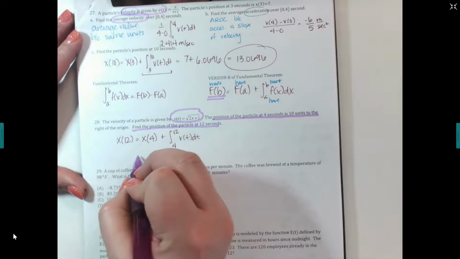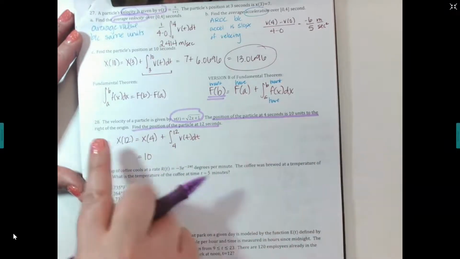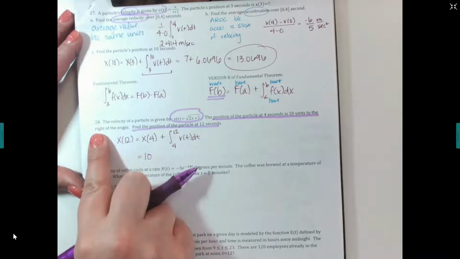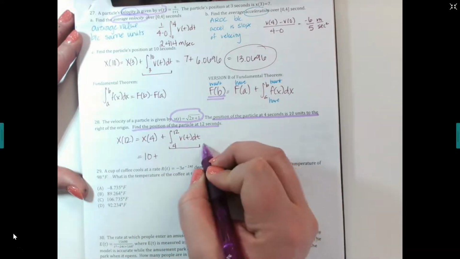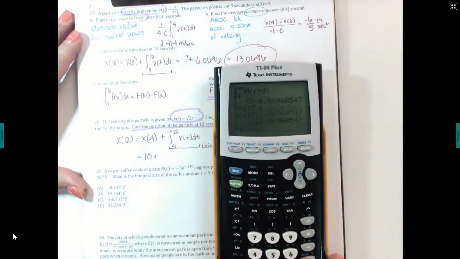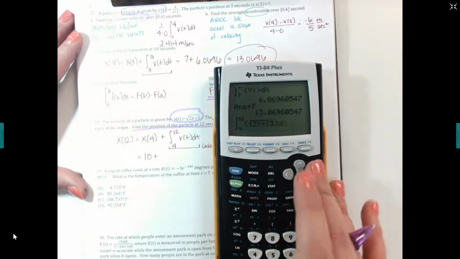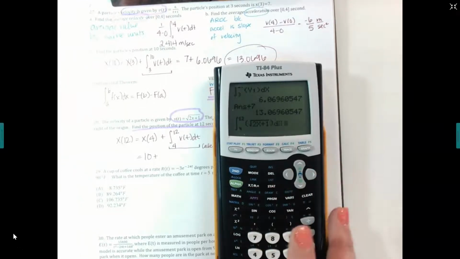10. Now, quick question. Okay, little hint. If it's 10 to the right, it's 10. What if it had said 10 to the left? Negative 10. Keep that in mind. Okay, so 10 plus, and then this part I'm going to do in my calculator. Okay, so I'm going to do math 9. I'm going 4 to 12. And then my function is square root 2x plus 1. Okay, just like that. Oops, don't put the x there. Okay, just like that.